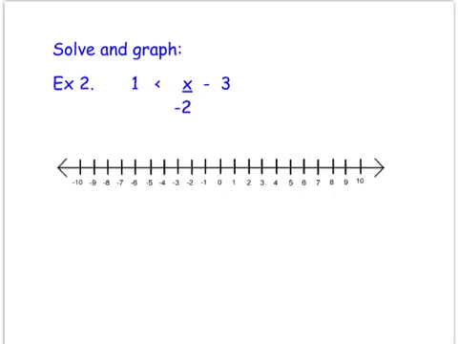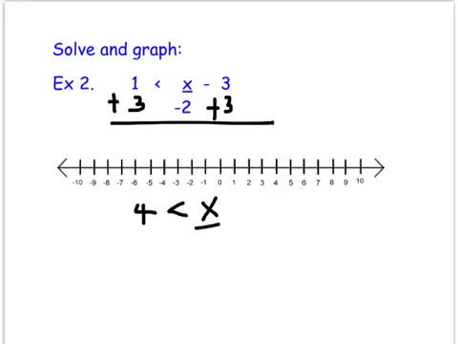This one's tricky because we're going to have to flip it twice. My x is on this side and I have a negative. So how do I get x by itself? Well, I'm subtracting 3, so I'm going to add 3 to both sides. So I end up with 4 is less than x over negative 2.